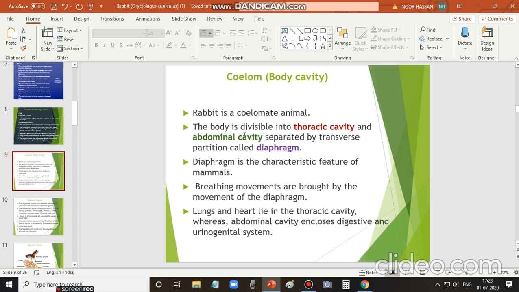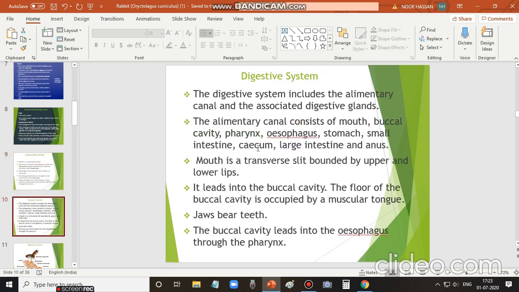We learnt already that the body is divisible into the thoracic cavity and the abdominal cavity. The thoracic cavity has lungs and heart, and the abdominal cavity has the digestive system and urinogenital system. We'll discuss now about the digestive system. A digestive system includes the alimentary canal and associated digestive glands.